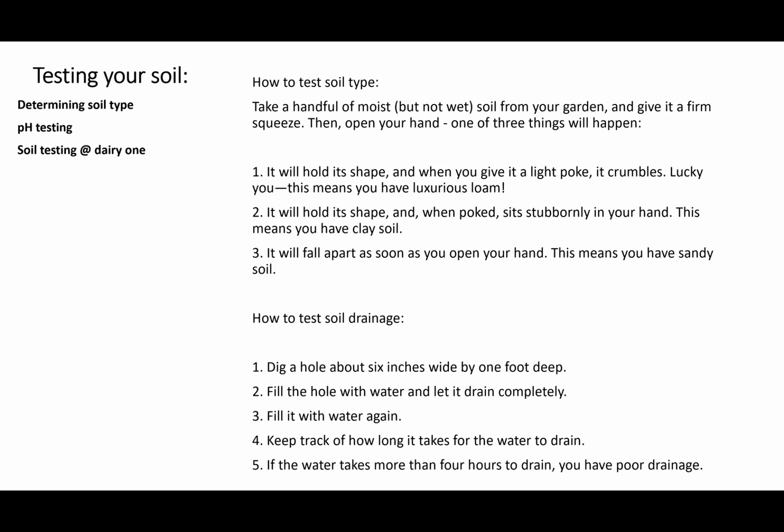And then when you're testing soil drainage, there are a couple of different ways to do that, but this is the easiest way, I would say. Dig a hole about 6 inches wide and 1 foot deep, fill the hole with water, let it drain completely, and then do it again and see how many hours it takes to drain. That will determine if you have good or bad drainage. Most people have adequate drainage.